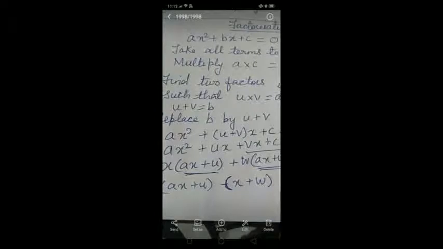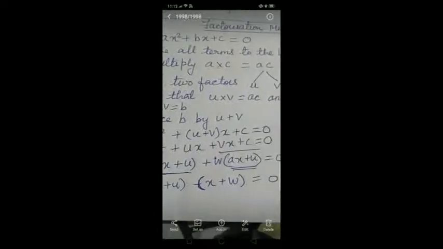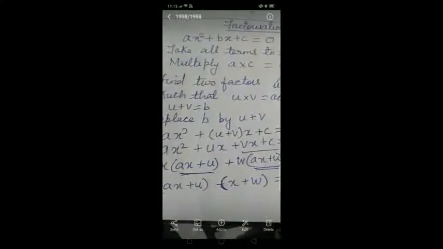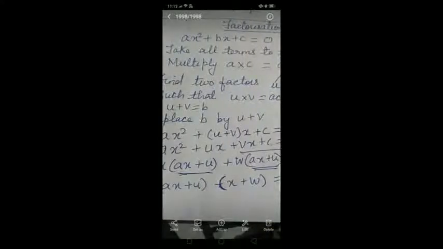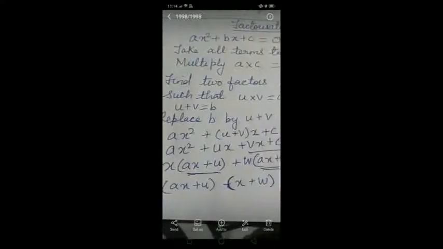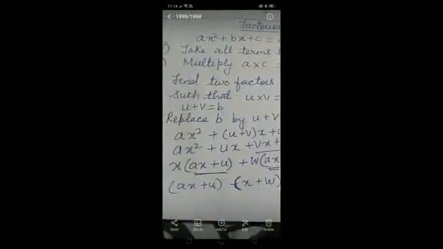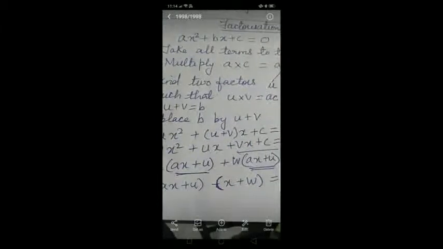Now from ax square plus ux, remove something common. From vx plus c also something common will come out. But at this stage, this inside bracket will always be same. You have done this method, I think, in 7th standard or 8th standard. Okay, these two brackets will be same. Now from this term and this term, you have again the bracket ax plus u common. So here you will get x plus v.